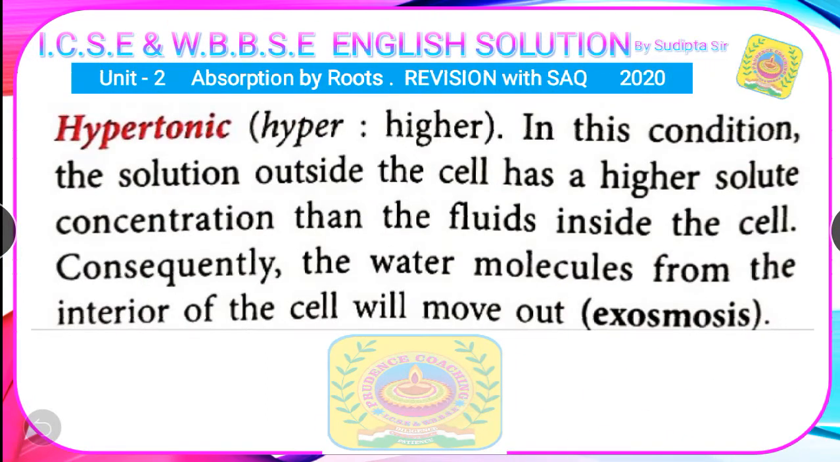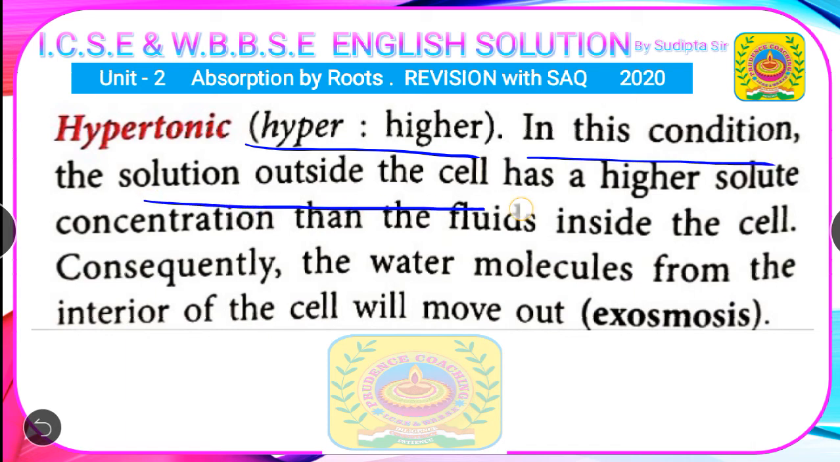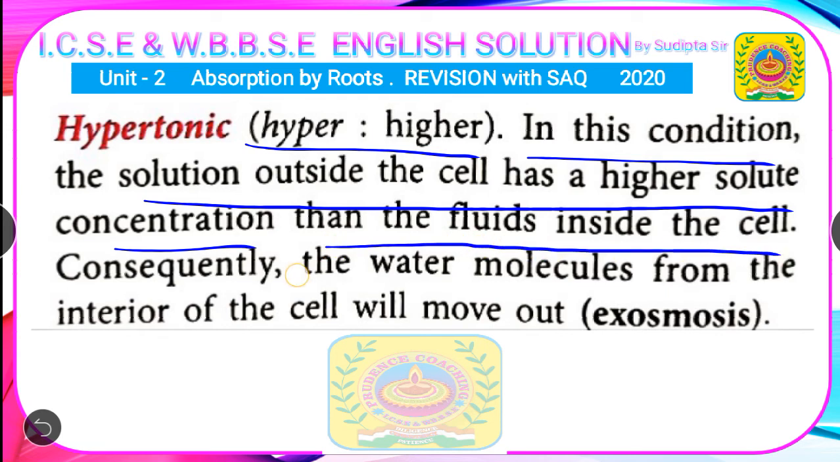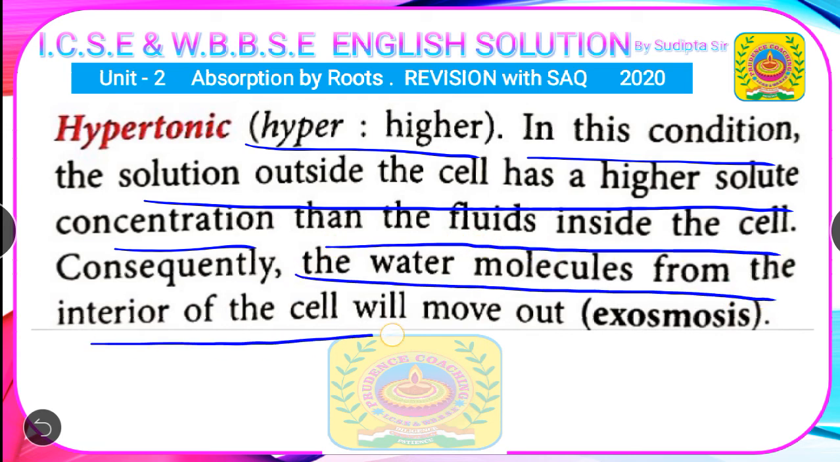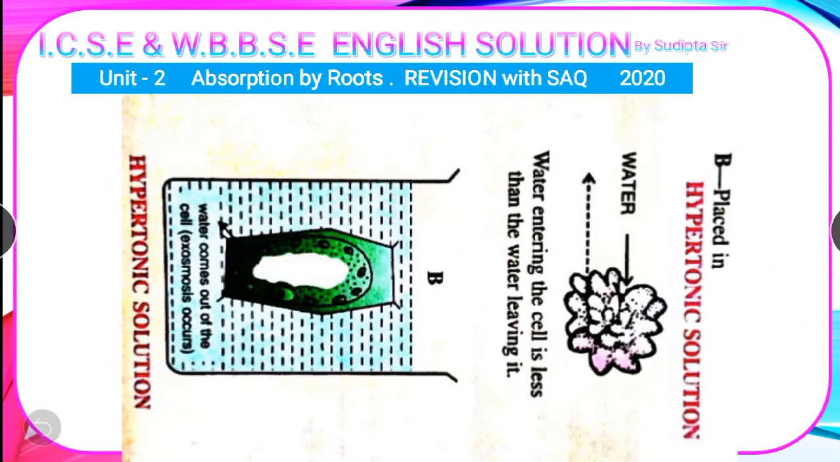Now this is hypertonic solution. Hyper means higher. In this condition, the solution outside the cell has a higher solute concentration than that of the fluids inside the cell. Consequently, the water molecules from the interior of the cell will move out, or exosmosis will occur. And as you know, due to exosmosis, the cell will shrink. This is clearly depicted in this picture.